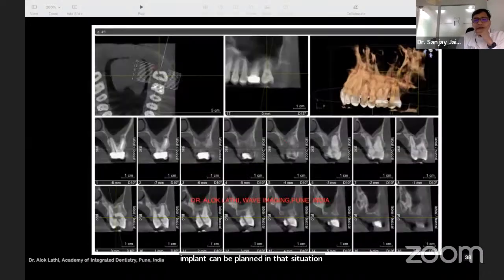Okay. A few more images to show you how a crack line can be visualized and how this can make planning our implant treatment along with the prosthesis much easier.